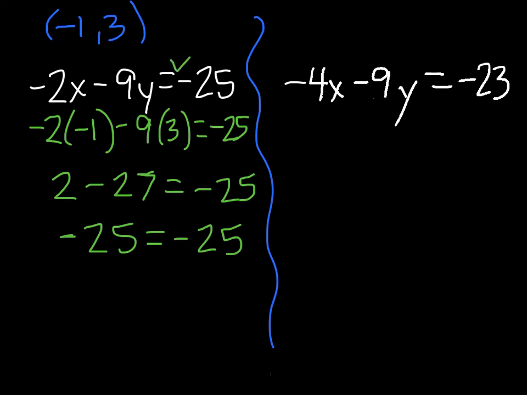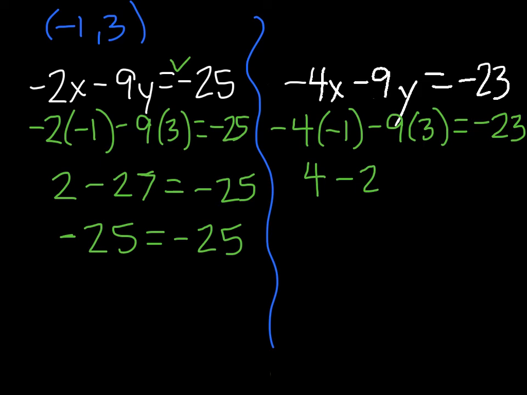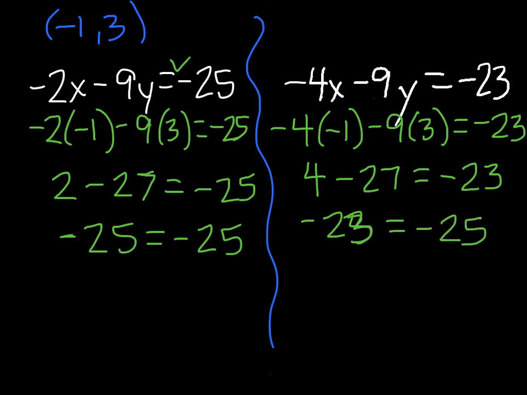So let's test it out over here. So that's -4 times -1 minus 9 times 3, and does that balance with -23? So that's a 4 minus 27 is -23. So 4 positives and 27 negatives is -23, and that does balance with -23. So since this point satisfied both equations, then yes, it is our solution to the system.